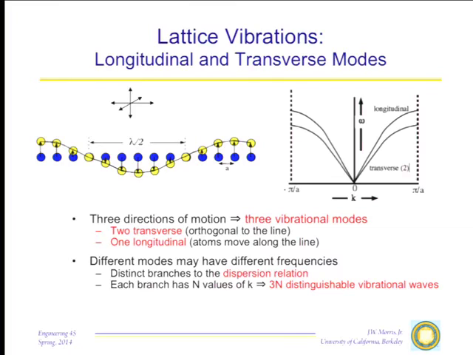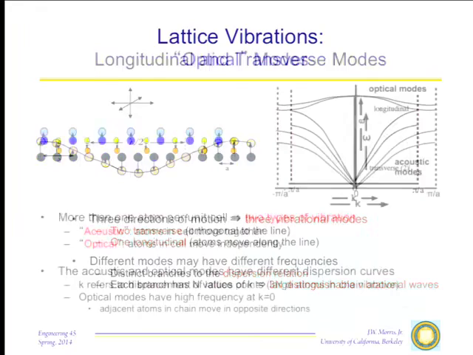The longitudinal wave will have a different dispersion curve because the change in bond length at a given value of k is going to be greater if the atoms are moving along the line than if they're moving perpendicular to it. So the restoring force is greater. So the longitudinal frequencies are a bit higher, and we get something that looks like this. Different modes with different frequencies. Each of these branches has precisely N values of k, so there are a total of 3N, three times the number of atoms, distinguishable vibrational waves of this linear chain.